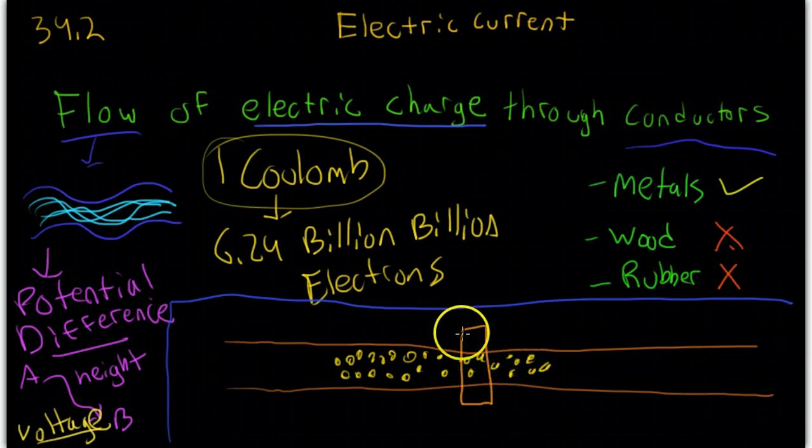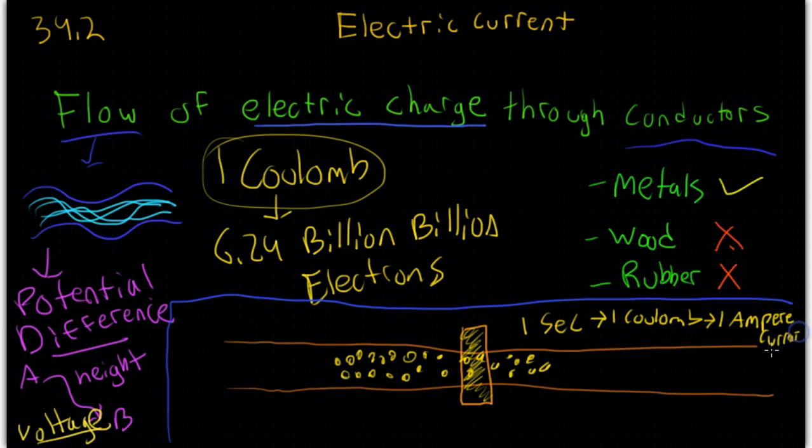So if I take a cross section here and look at the section of a wire, if I see at any 1 second, 1 coulomb of charge, so if I see 6.24 billion electrons, which isn't rare, mind you, because they're so darn small, I have seen 1 amp, 1 ampere of current.